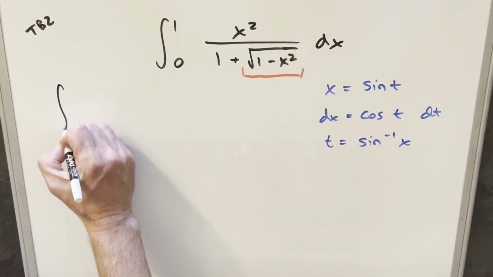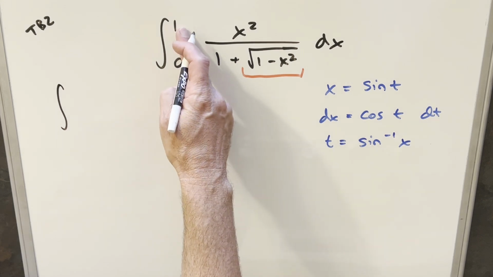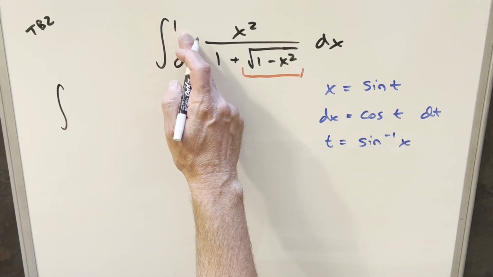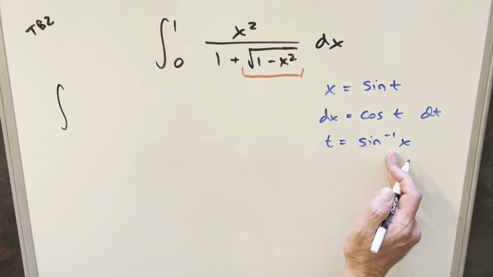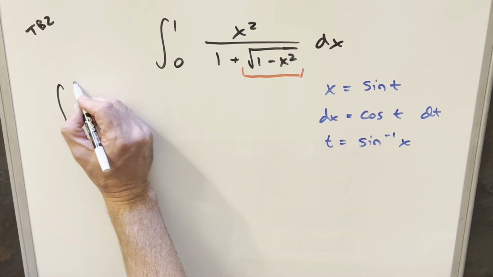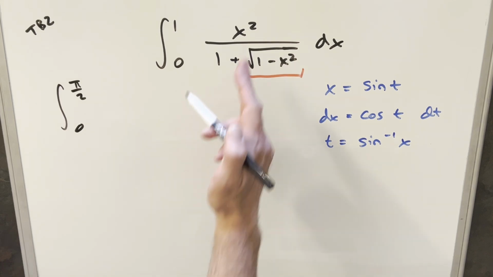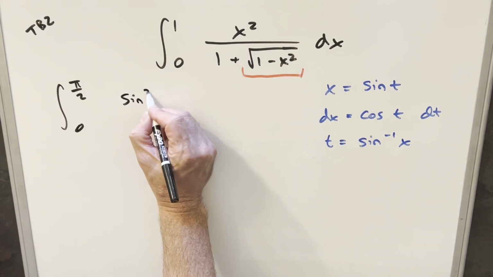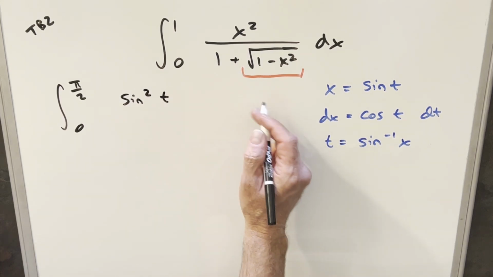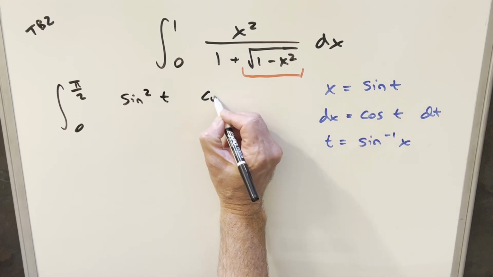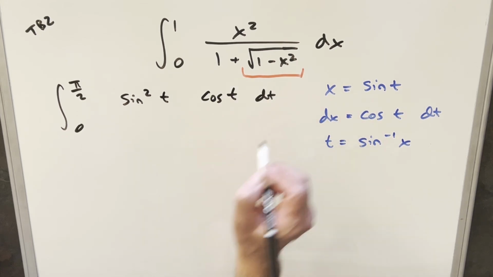So then we'll go ahead and substitute. First, let's update our bounds. Evaluating arcsine at 1, that's going to happen at pi over 2. Then arcsine at 0 is just 0. x squared is going to become sine squared t. Our dx is going to be cosine t dt.